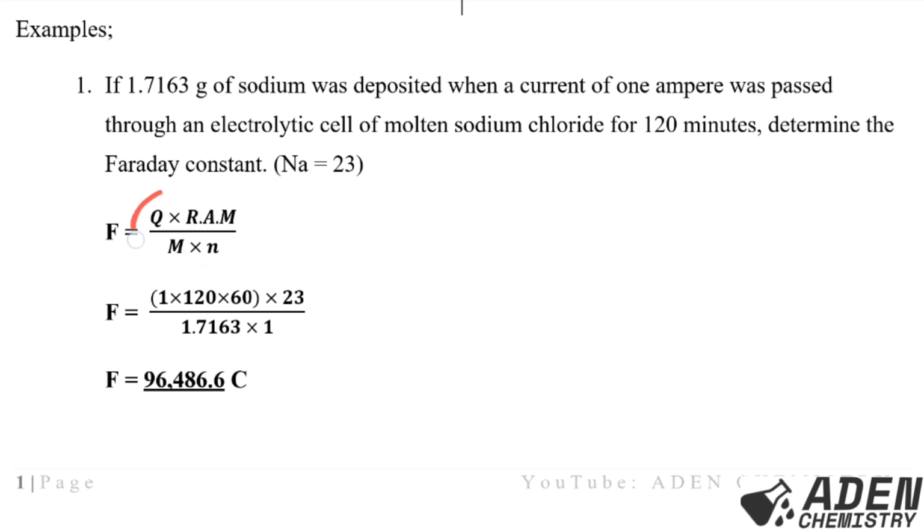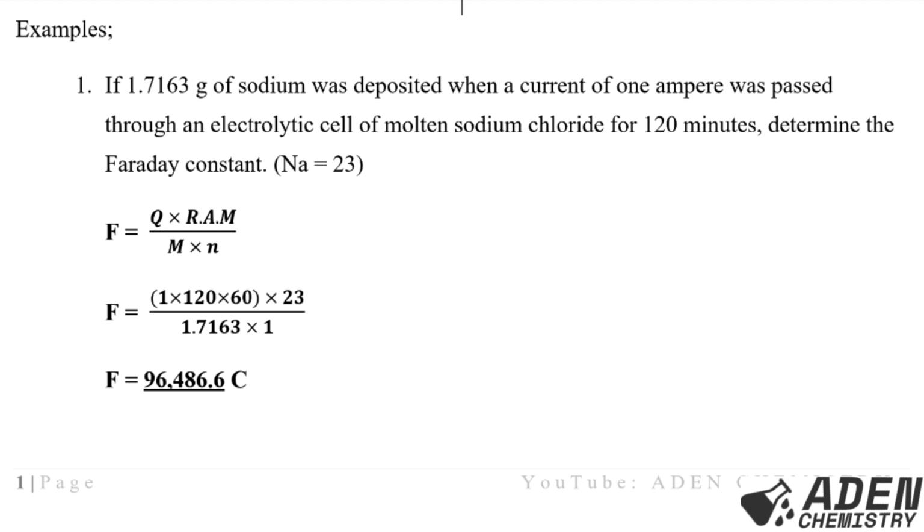Q is the quantity of electricity, for which we use the formula IT, where I is current measured in amperes. The current given here is 1, multiplied by time. The time given is 120 minutes, so 120 minutes multiplied by 60 to convert it into seconds. Then we multiply by Rm. The Rm of sodium is 23, divided by M, the mass deposited, which is 1.7163, as you can see here. Then multiplied by N. N is the number of Faradays.